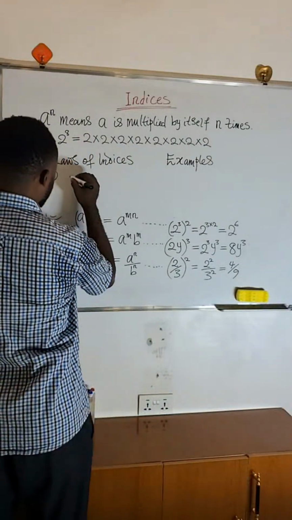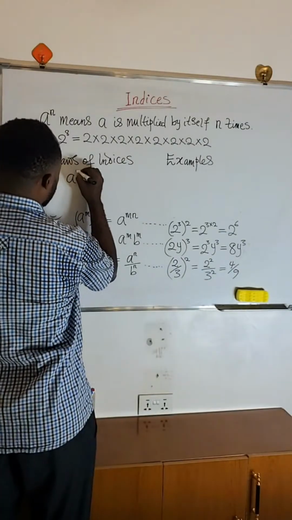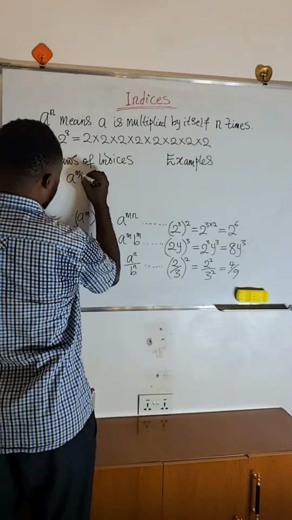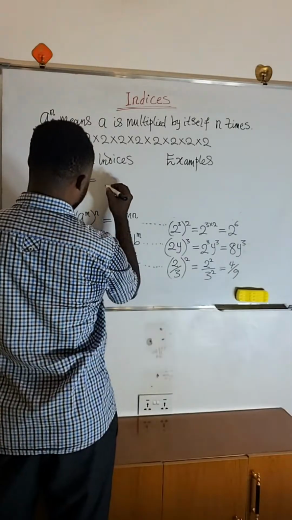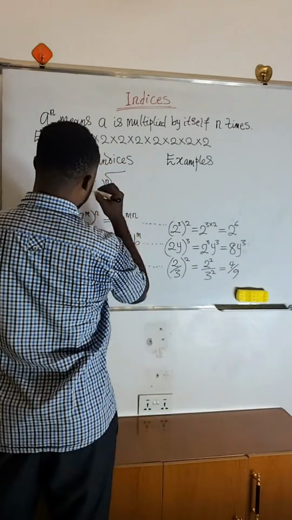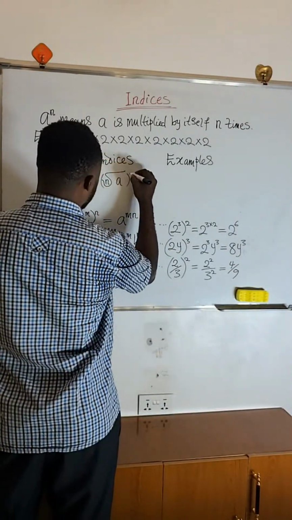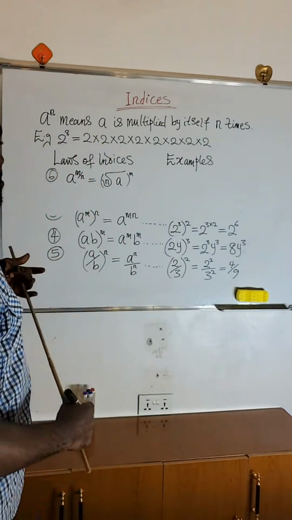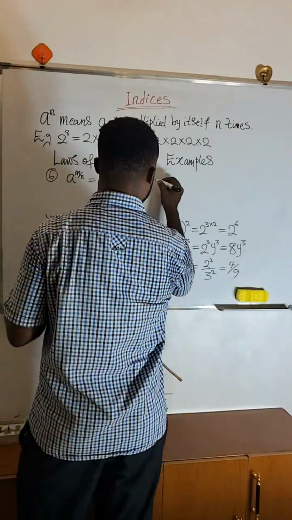There is another law that says if you have a raised to the power of m over n, this will be the nth root of a, raised to the power of m. Look at that one very well. That can go like this.